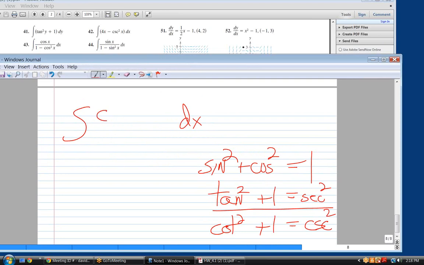This is almost like proving trig identities. It's starting to look like that. Clearly, you have to know your identities to be able to do these. Yeah. So 1 minus cosine squared is 1 minus cosine squared. That's sine squared, right?